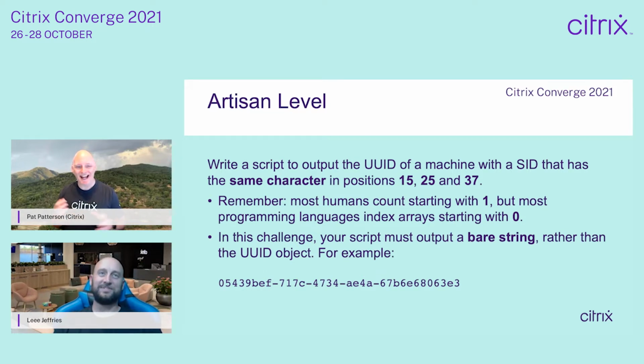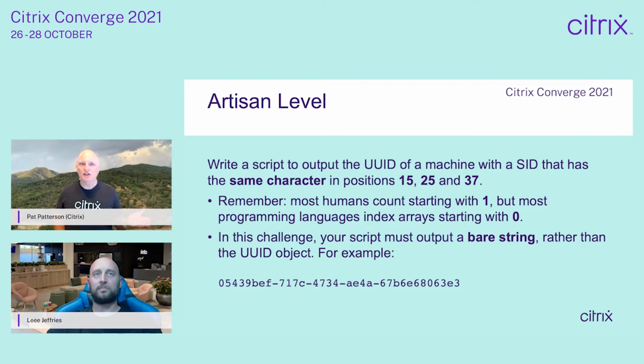Also, in this challenge, we're looking for you to output just that bare string rather than the whole UUID object. So we're just looking for those digits and letters and hyphens, and we don't want the GUID header or anything like that. Often one script feeds another, and the output from your script must follow a very specific format, just like this.